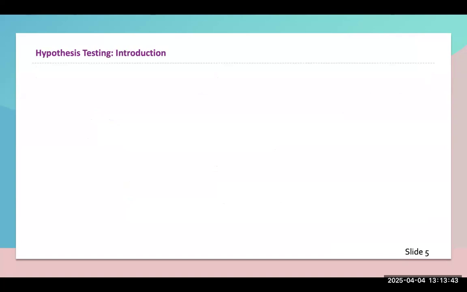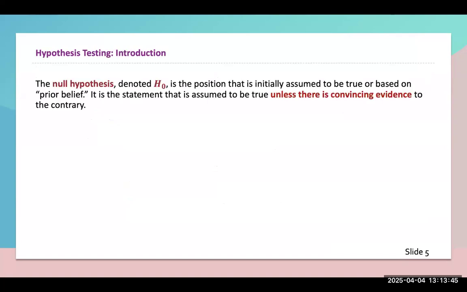In hypothesis testing, we have two hypotheses. The first hypothesis is called the null hypothesis, and we denote it as H with a little 0 in the subscript. And we call this the null hypothesis, or H0. The null hypothesis is the position that is initially assumed to be true or is based on prior belief. It is a statement that is assumed to be true unless there's convincing evidence to the contrary.